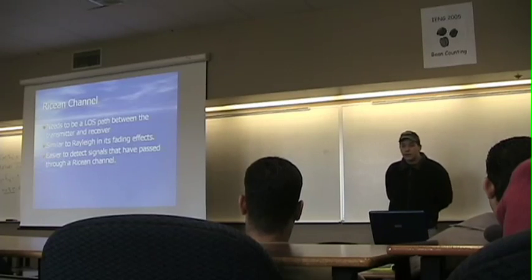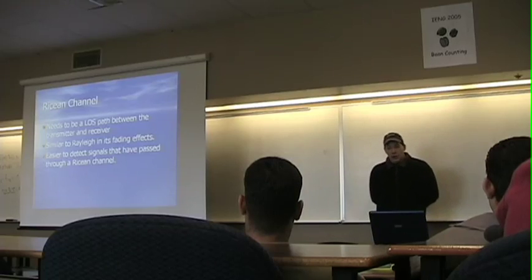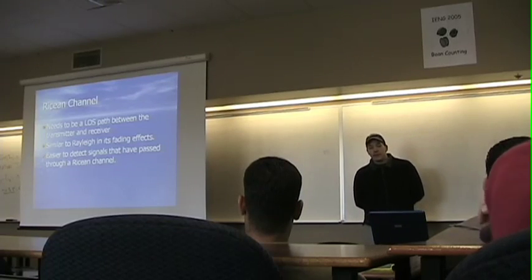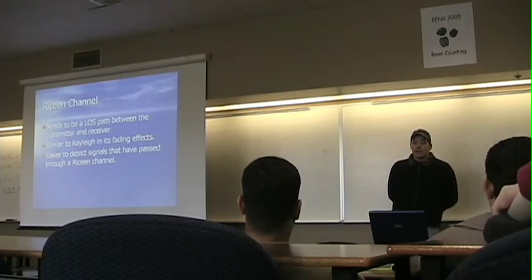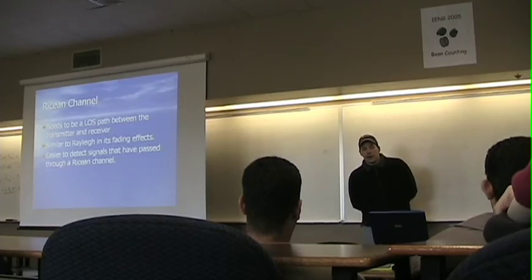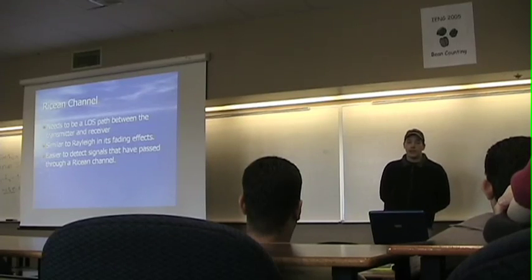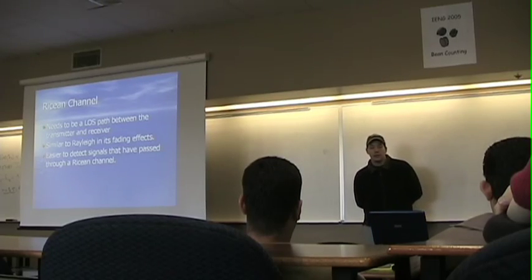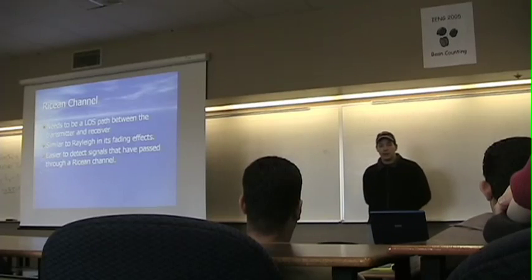The second type of channel is the Reagh channel. This is similar to the relay channel in its fading effects. The primary difference between the Reagh channel is that there is a line of sight path between the transmitter and the receiver, so it's actually easier to detect signals that have passed through the Reagh channel.